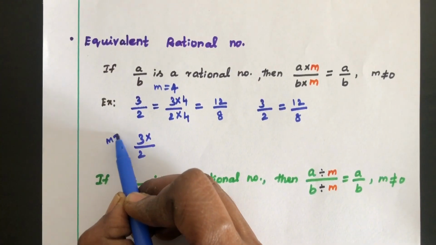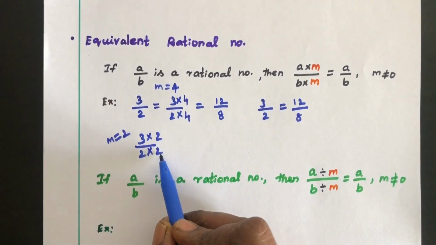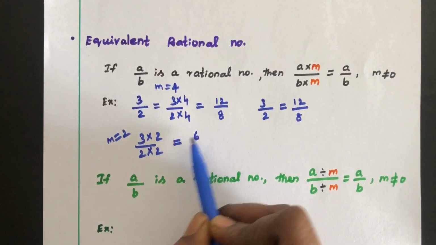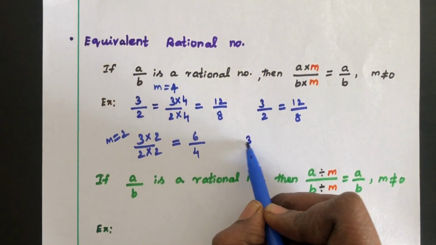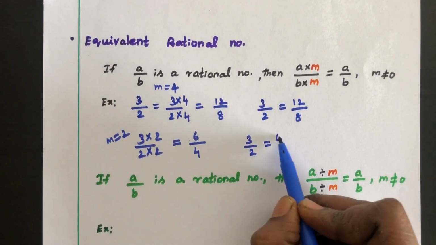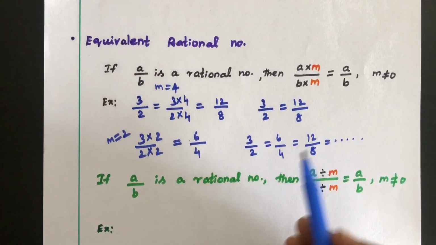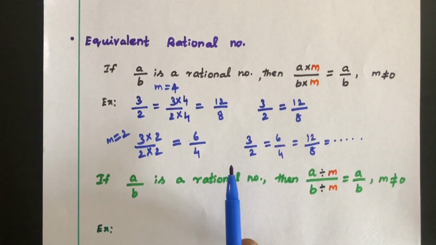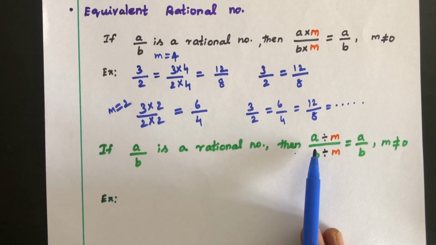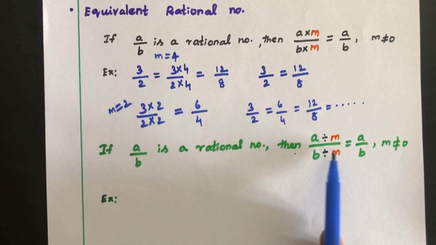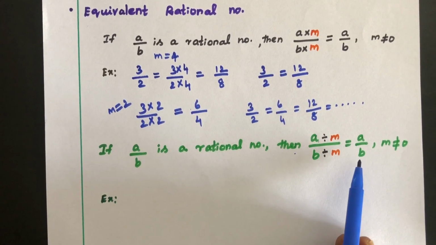Similarly, if you take m equal to 2, what will come? Numerator 2, denominator also 2. So 3 2s are 6, 2 2s are 4. So this is also equivalent. These are all equivalent: 3 by 2 is equal to 6 by 4, and this is equal to 12 by 8. We can find enormous equivalent rational numbers. This is one way. Another thing: if a by b is a rational number, then if you divide the numerator and denominator by the same number, that will also give you an equivalent rational number.